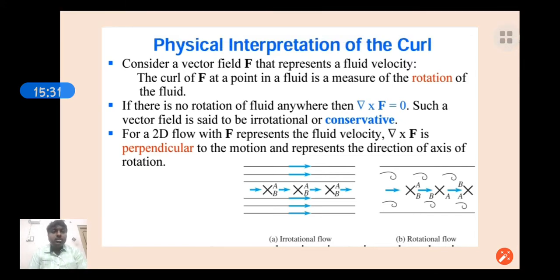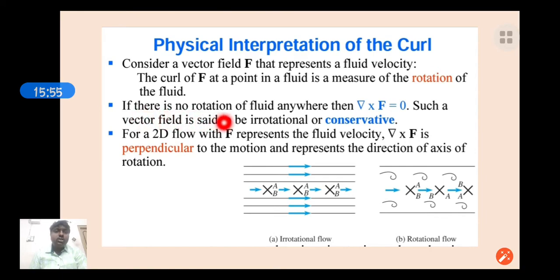You can observe this in this diagram. Suppose this is our fluid going in this direction, this is our f bar. F bar is the velocity of the fluid. If you are calculating the curl of f bar, that gives the rotation of the fluid. Okay, now go through the next one.